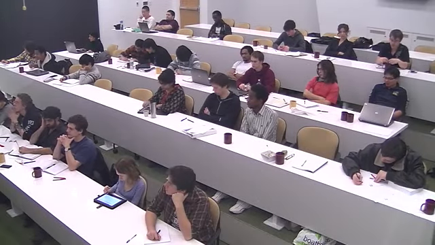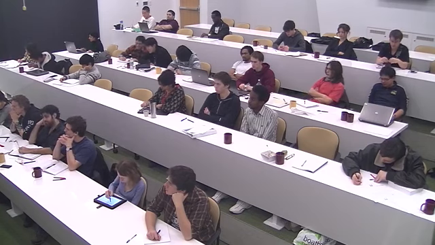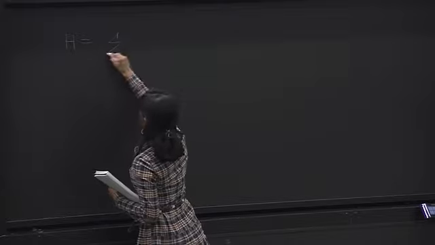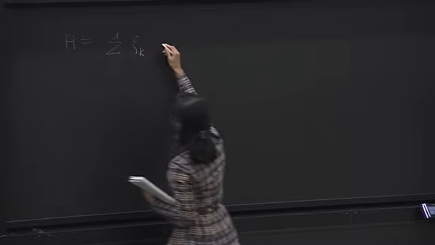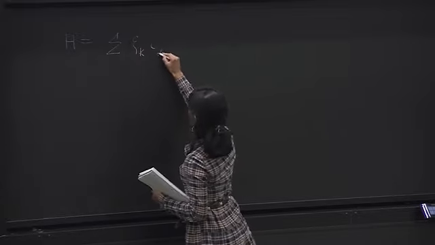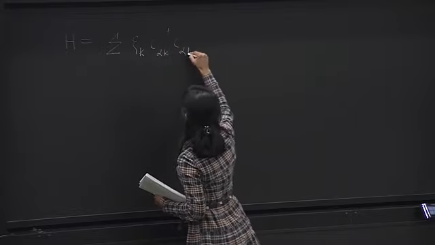Okay, so the Hamiltonian that we really want to understand has two parts to it. One is the part that we've been talking about. I'll explain all these symbols in just a moment.